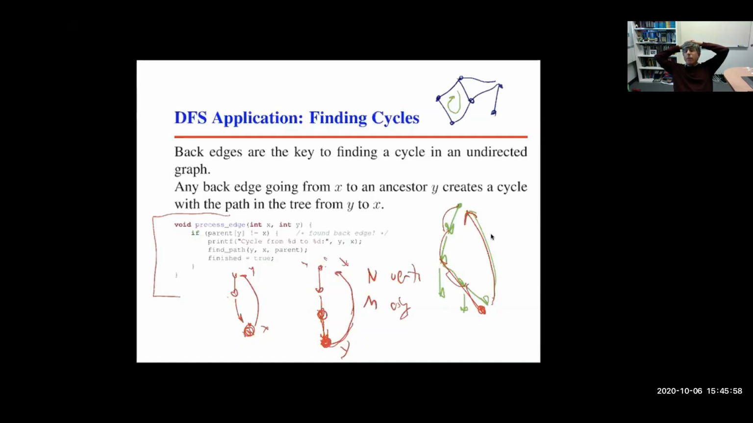Suppose I have an n vertex graph. What is the longest amount of time until I will find a back edge? How many edges can I look at till I get a back edge? M over 2. Say m over 2. I'm going to claim it's n.